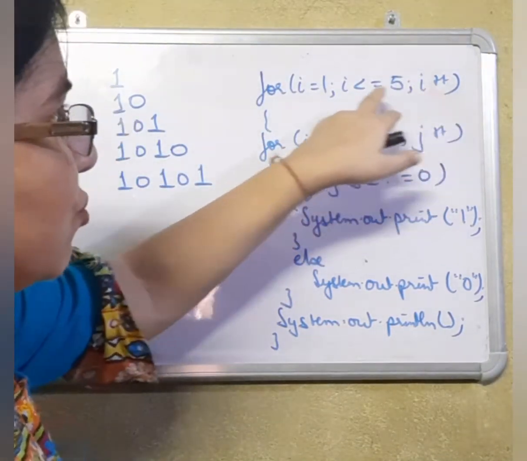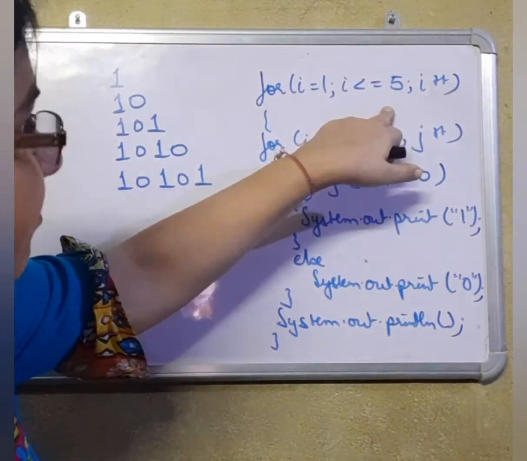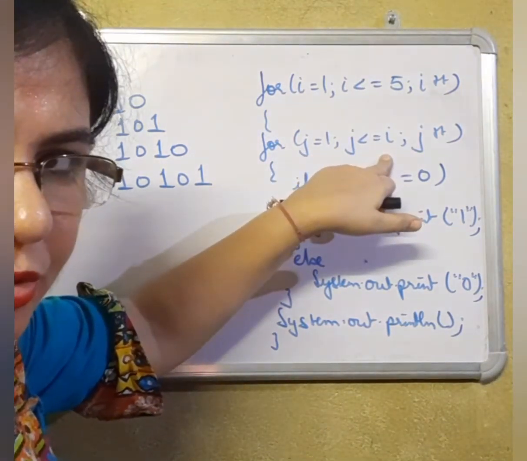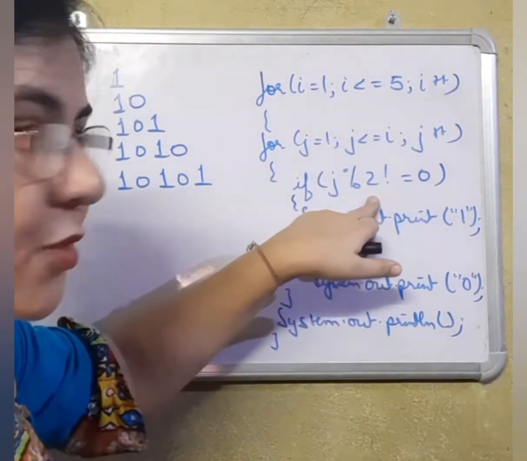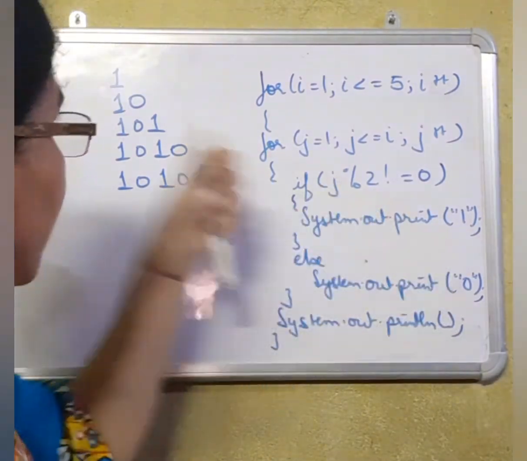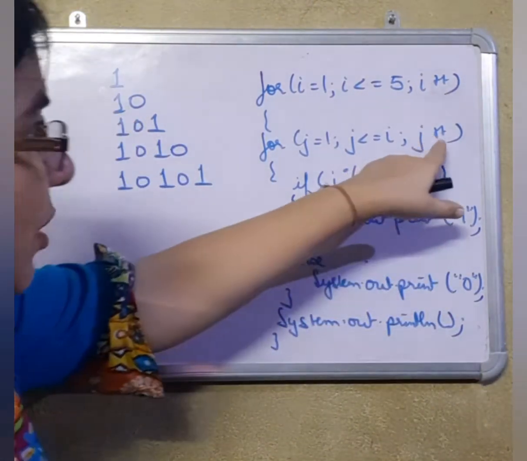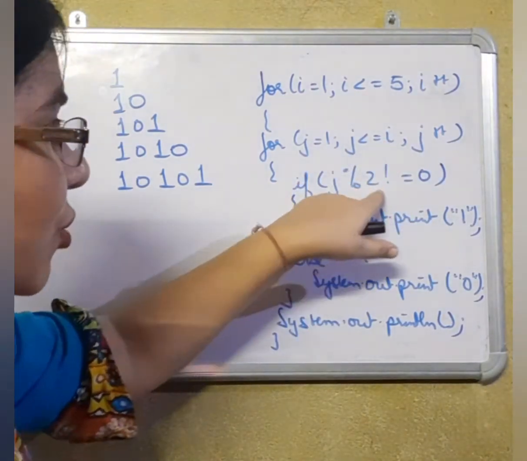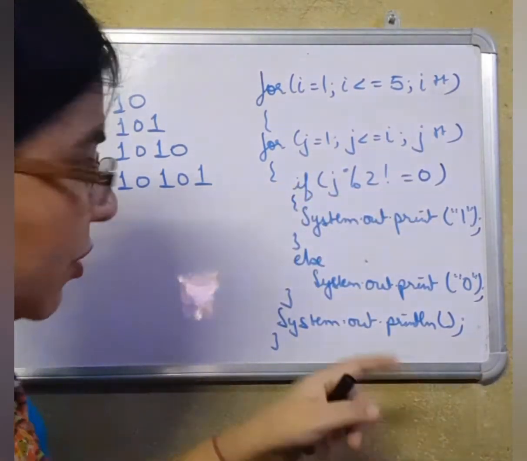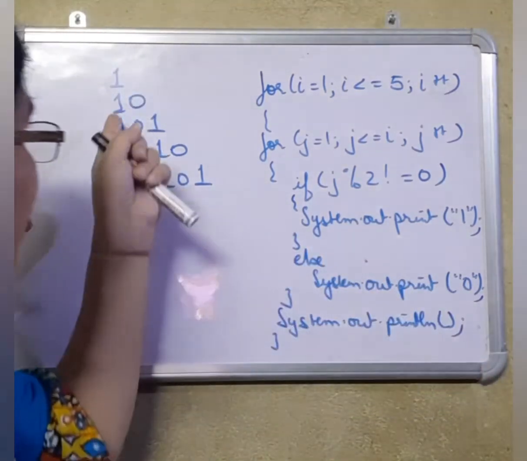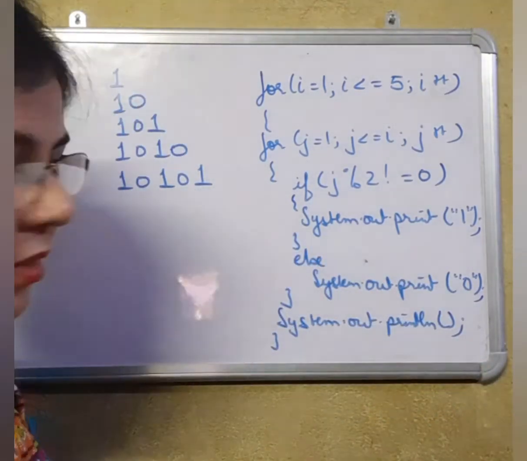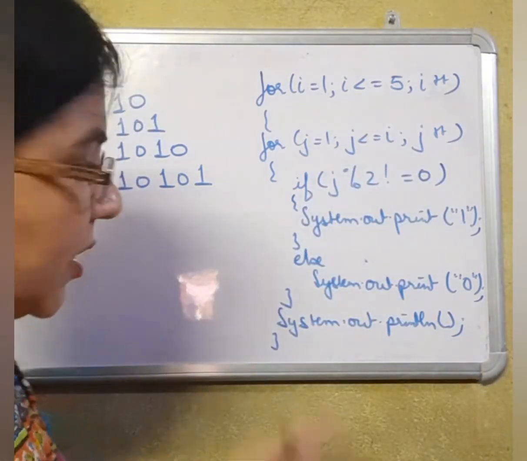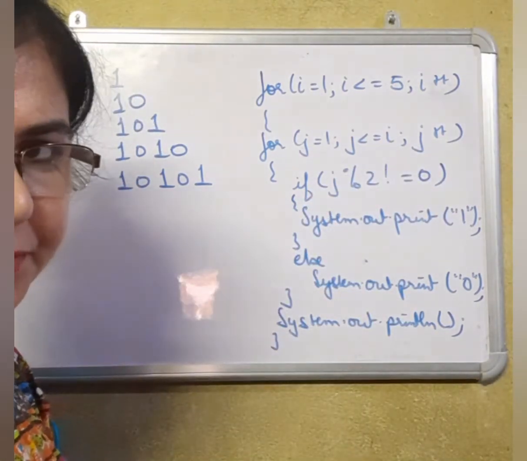I becomes 2, 2 is less than equal to 5. True. J will restart with 1. 1 is less than equal to 2. True. 1 again is not divisible by 2. It will print 1. Then J becomes 2. 2 less than equal to 2. True. But 2 modulus 2 not equal to 0 is false. It will go to the else part and print 0 beside that one. Then J becomes 3. 3 less than equal to 2 is a false condition. And it will go to the next one.